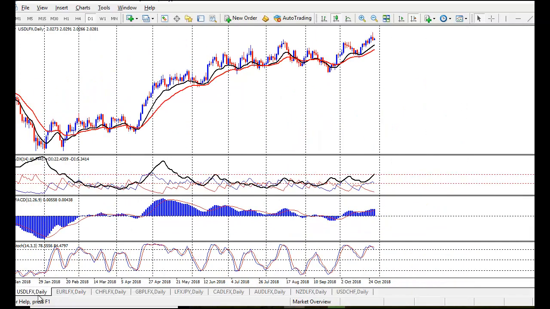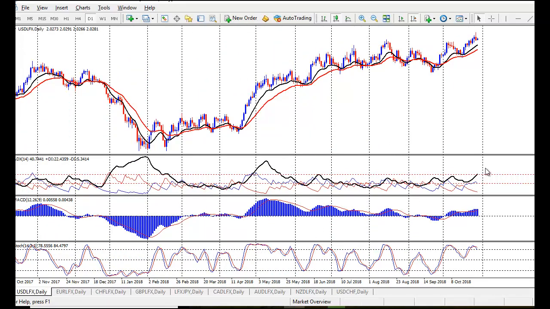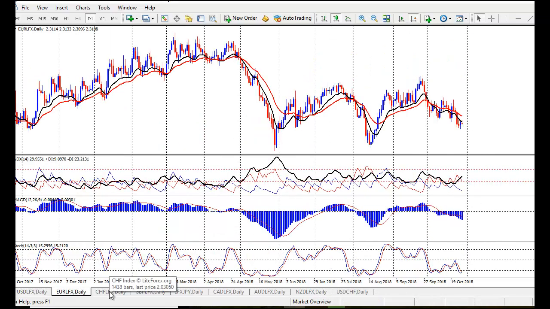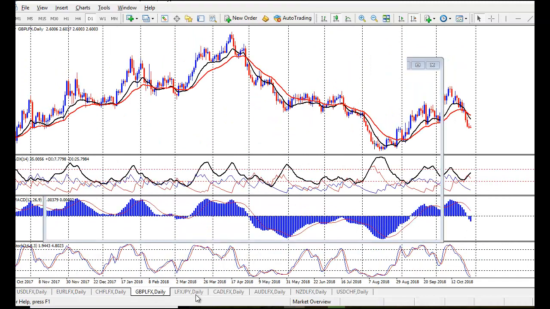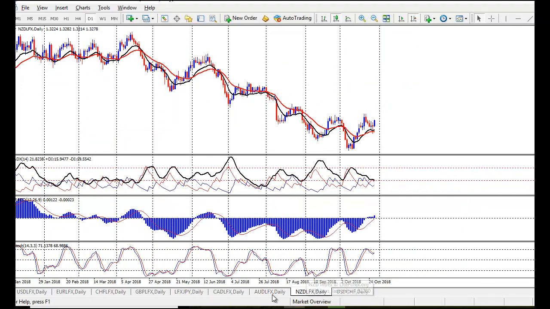nothing really happening overall. I'm looking at the USD, of course, which is showing some bullish sign. But overall, if you look at the market, it's the month of October 2018. If you personally ask me, there's nothing much really. So let's take some examples.